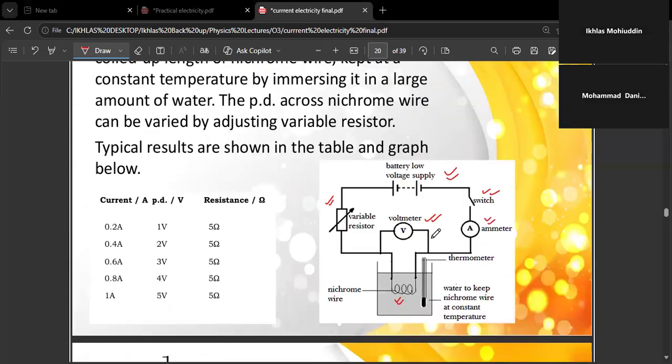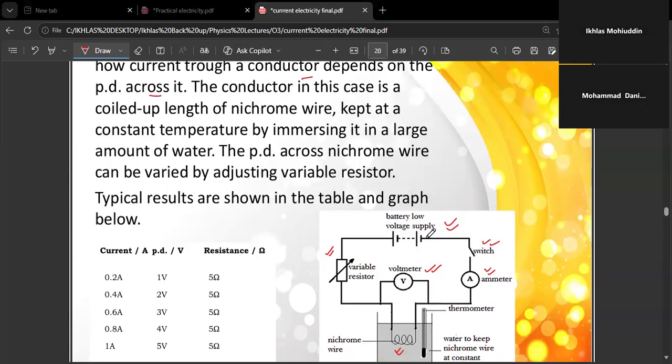You can see in the diagram, Daniel, that we have used this nichrome wire and we kept the temperature constant, right? And this coil is completely immersed in the water, right? So the potential difference across the nichrome wire can be varied by adjusting the variable resistor.